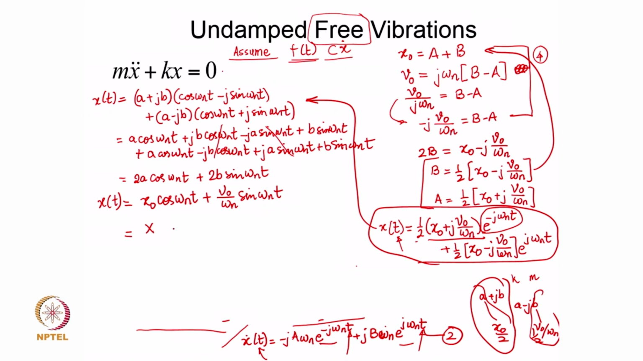So, I will write this same equation as X cos omega n t minus phi, where X, the capital X, is nothing but square root of x naught square plus v naught by omega n square. Okay. And what is phi? The phase angle here is going to be tan inverse of v naught over omega n x naught. These are all standard mathematical manipulations.